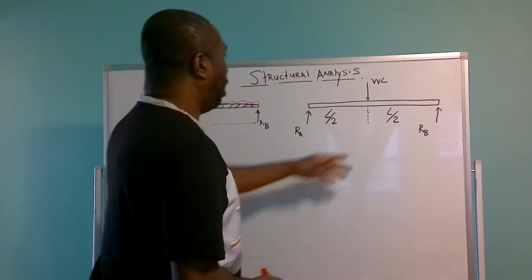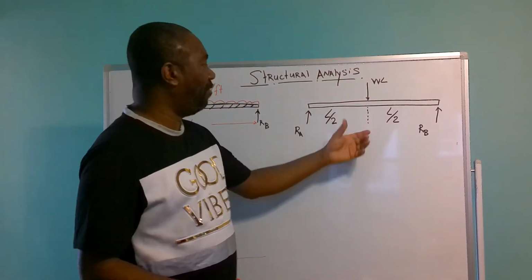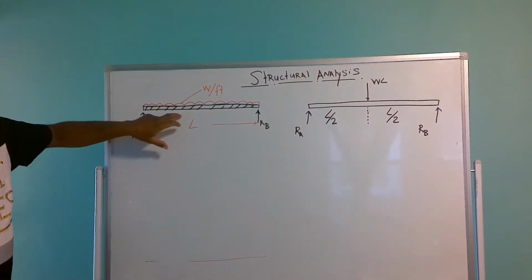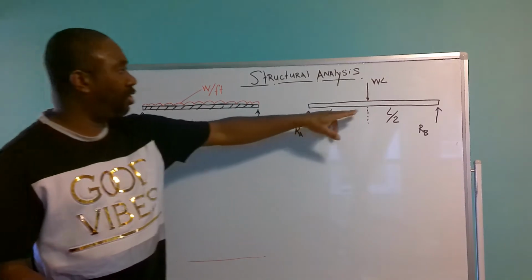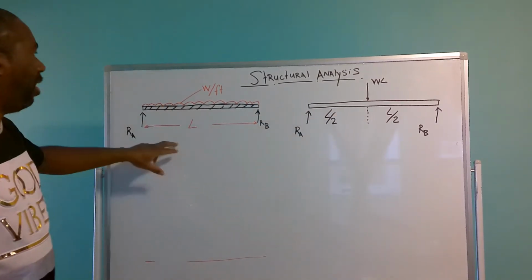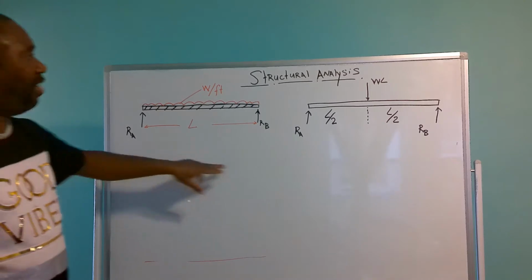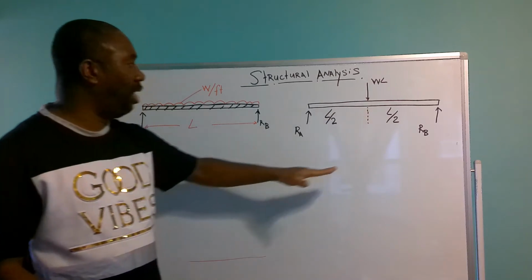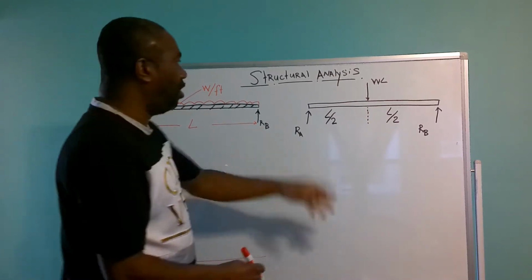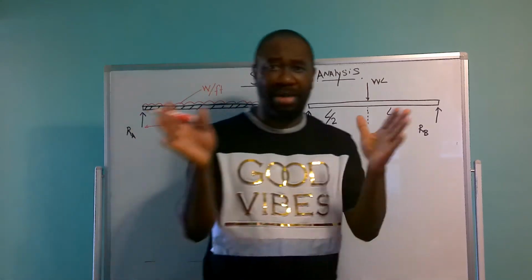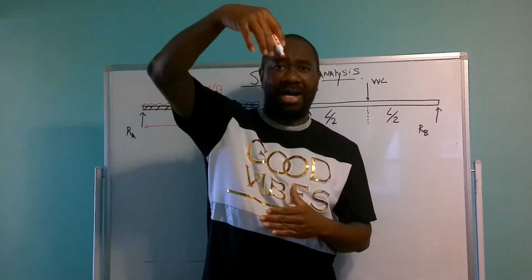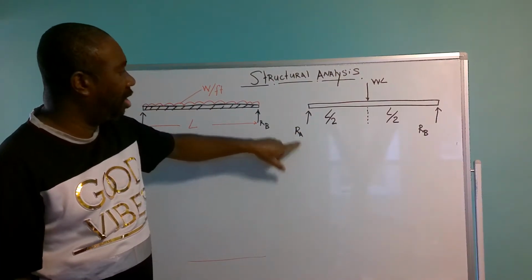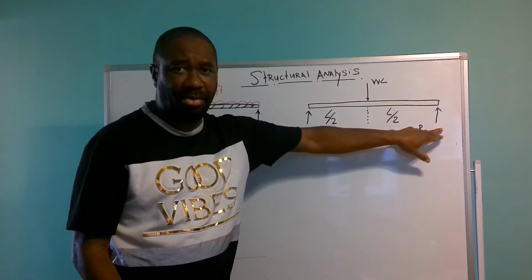In order to do that, we have to go back to this diagram here, because even though we converted it to a point load, we have to bring it back to a UDL. The purpose of converting the UDL to a point load is merely to find the reactions. Remember I said in my last video, if the load is acting at the center, half the load is going to act at the reaction at A, and half the load is going to act at the reaction at B.